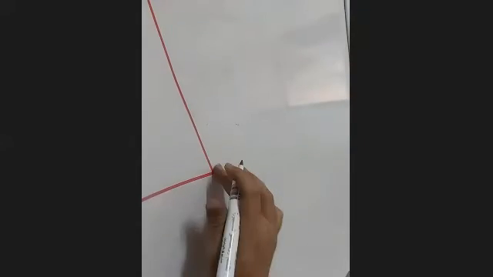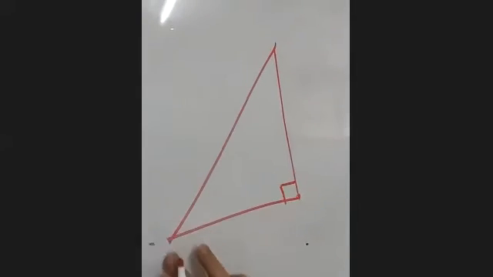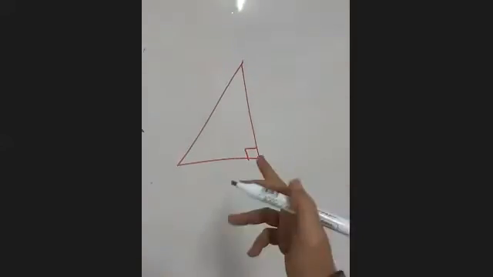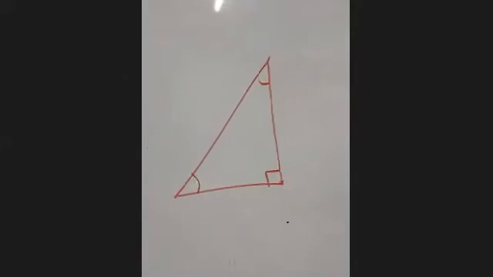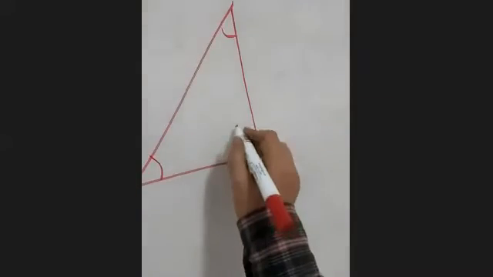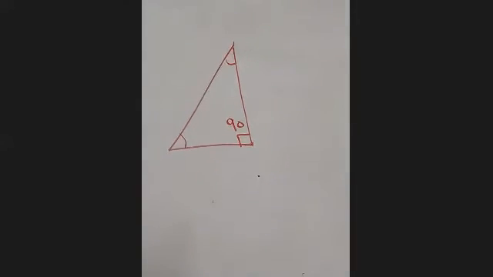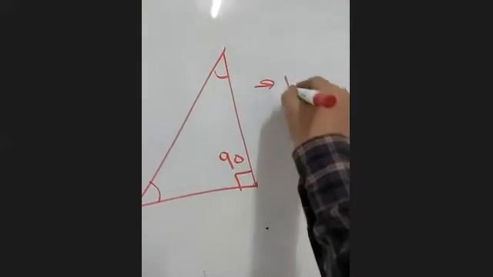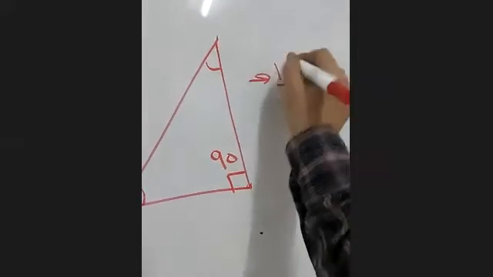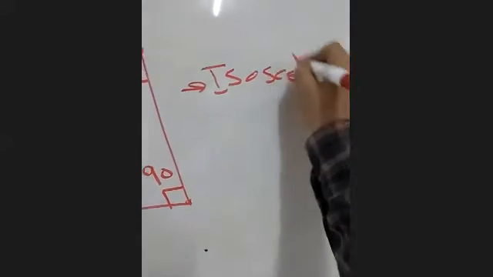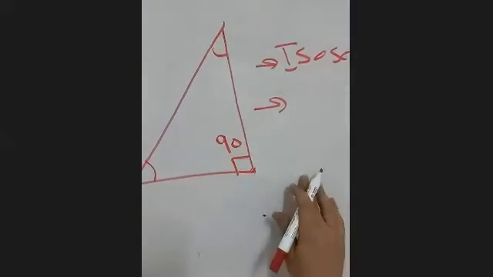Look here. What's the meaning of perpendicular? Perpendicular means it has a right angle between them, right? So if we have a right angle, the other two angles should be acute. And here we have 90. So it is a right triangle already. It can be isosceles, and it can be scalene.